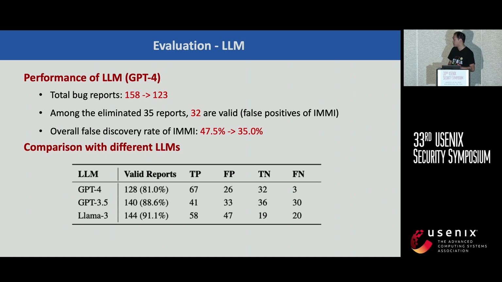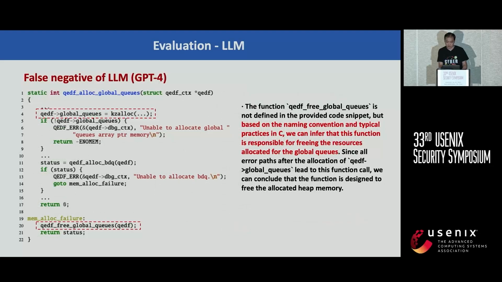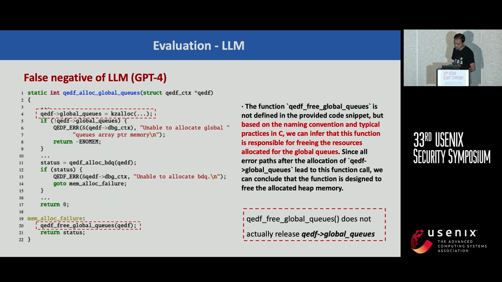With the help of the large language model, specifically GPT-4, we reduce 32 false positives. Although it occasionally makes some mistakes, only 3 true positives are misjudged. Here we can see GPT-4 has successfully identified the reference counting mechanisms and the indirect release calls in kernel code. These identifications are still challenging for pure static analysis. However, as you may know, large language models sometimes suffer from hallucination problems. For instance, here GPT-4 mistakenly inferred that qedf_free_global_queues will free qedf_global_queues. It's very intuitive, but it's not a fact. The free function does not actually release the qedf_global_queues. Actually, static analysis should be better on this problem.